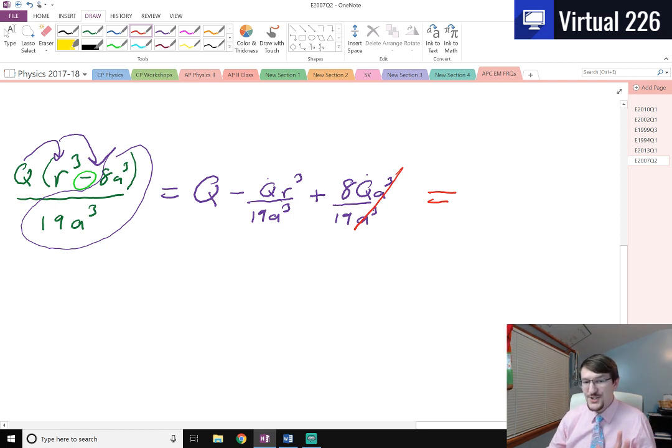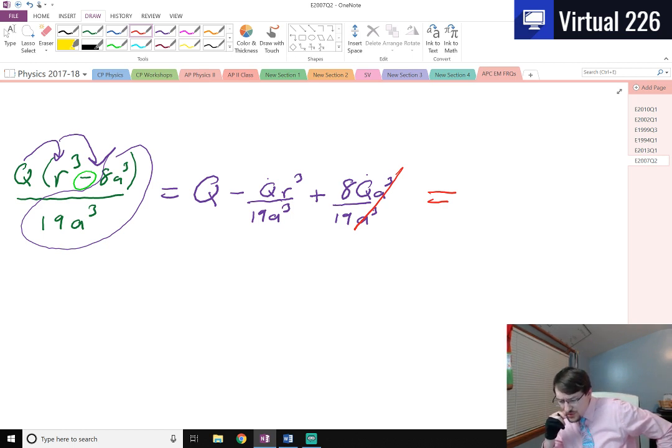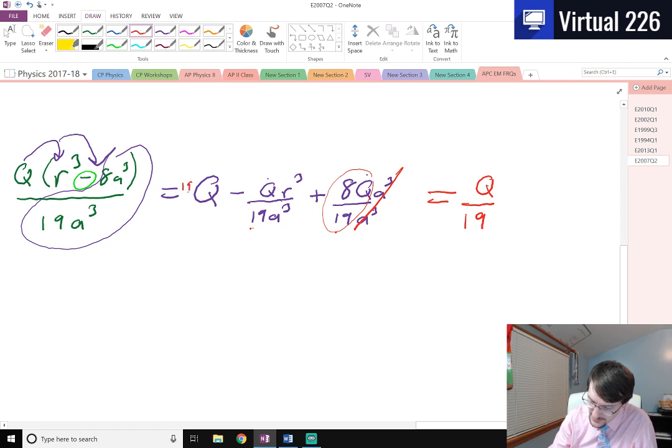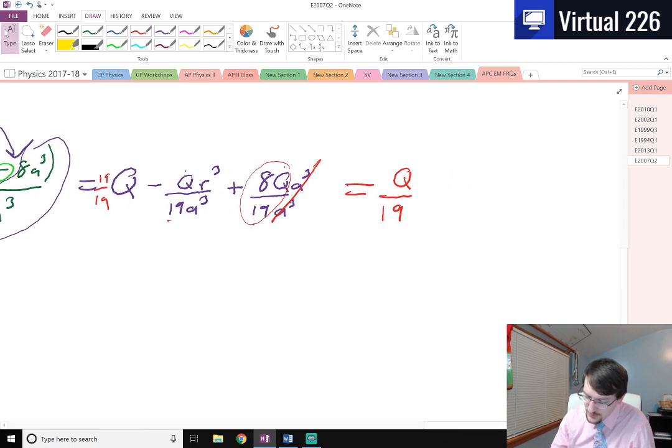Remember, this is just to get the charge enclosed inside this setup. What we end up getting here is 19 over 19 q's. 19 plus 8 gives me 27 over 19 q's at some point. And since they all have q's, I'm going to pull the q's out, and they all have 19s, so I'm going to pull the 19 out. So I'm going to get q over 19, because this is really like 19 over 19 q's, right? So I pull the q's out, I pull all the 19s that we have out.